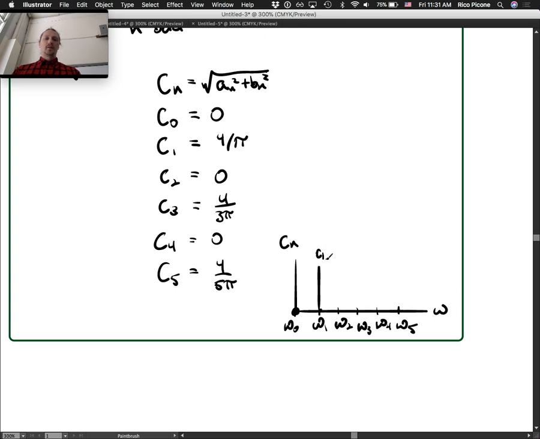so C1, and then our C2 is 0, and then our C3 is, well, it's like a third, right? So it should be a little shorter than that. It is 4 over 3 pi, and then 0, and then 4 over 5 pi. Yeah, and you can just keep going on. So this is the frequency spectrum. So this is the spectrum.